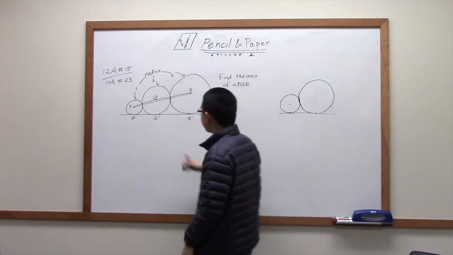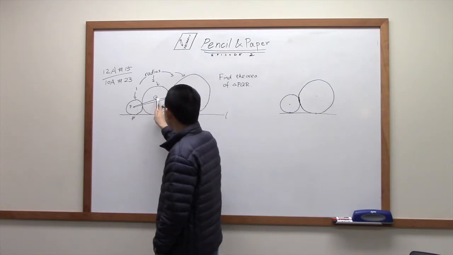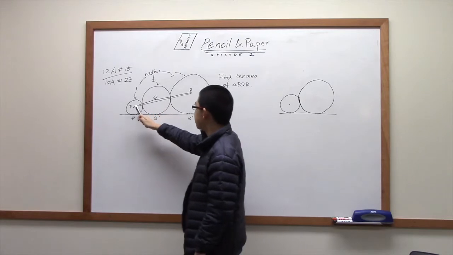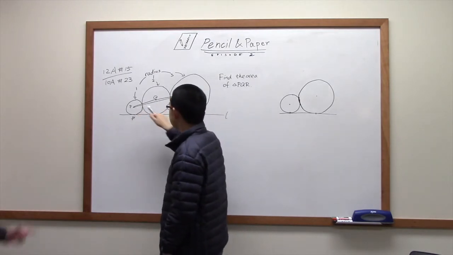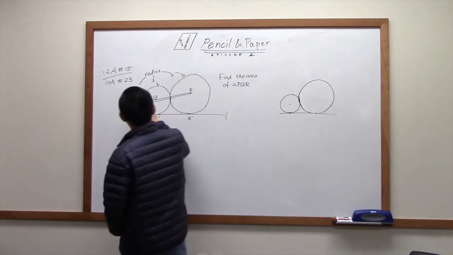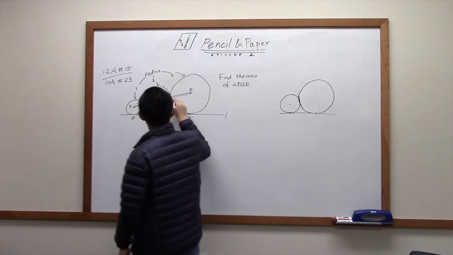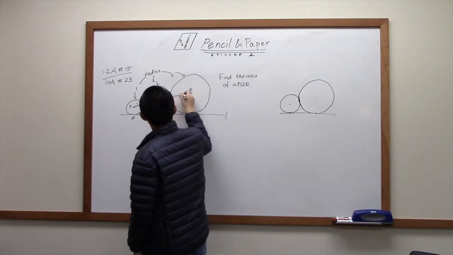First of all, if we know that these two circles are tangent, then the segment connecting P and Q must be equal to the sum of the radii. So why don't you write them down? PQ equals what? This is 1, this is 2, so the whole thing equals 3. Similarly, here, this is 2, this is 3.